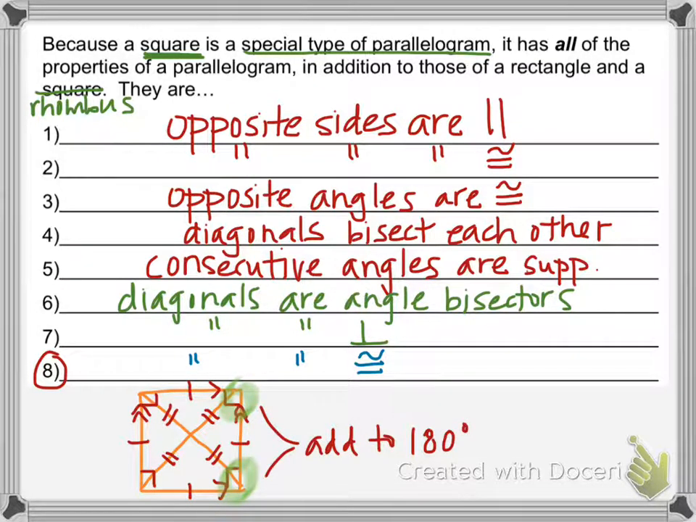Then we get into the properties of a rhombus. Diagonals are angle bisectors. So here's the deal. Because each angle is 90 and the diagonals bisect them, that means these little angles are all 45. And that's important to remember. It makes things real easy.